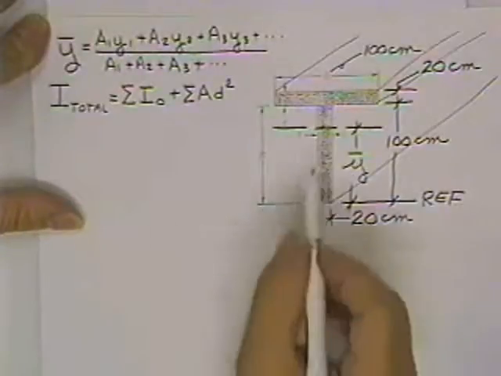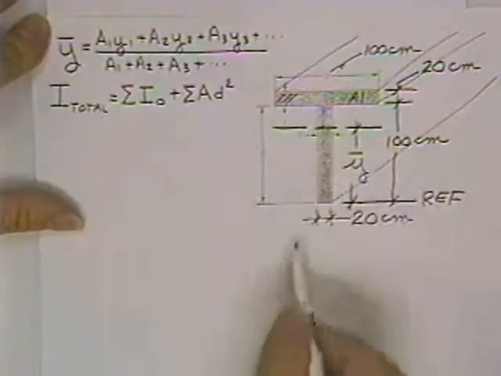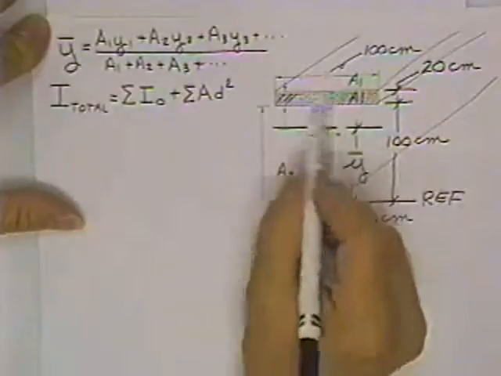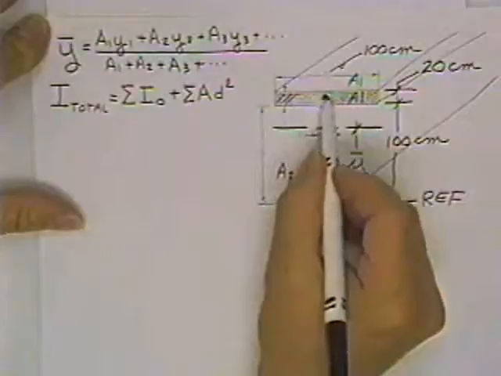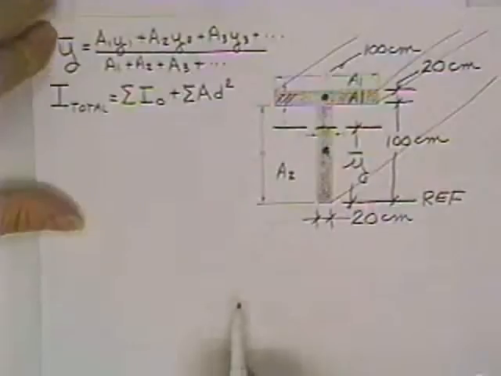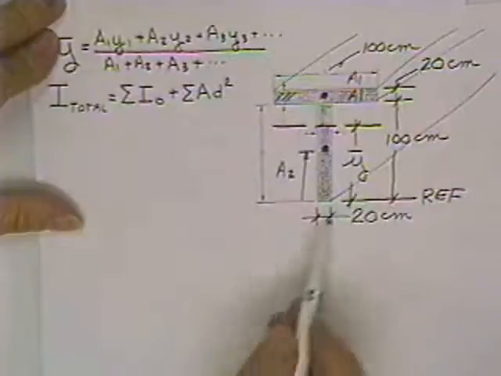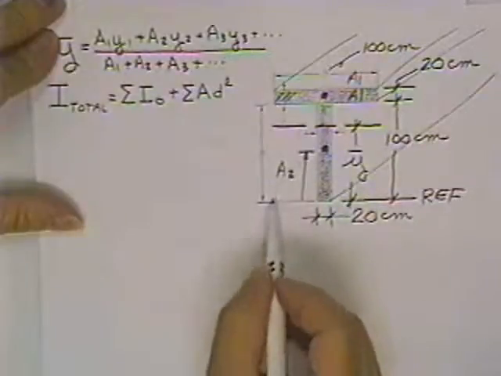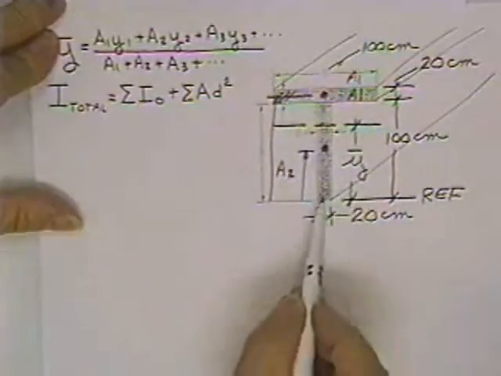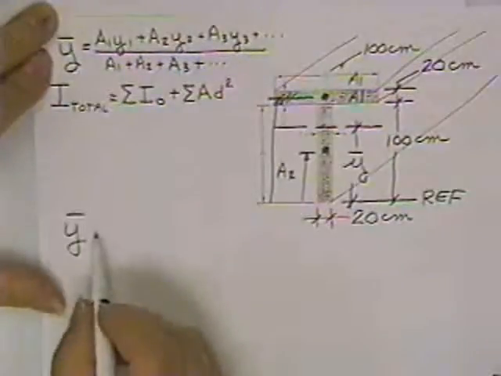In order to solve for it, you'll have to break this up into two areas that you fully understand, Area 1 and Area 2. I fully understand rectangles. Here is the centroid of that rectangle. I fully understand this rectangle. There's the centroid of that rectangle. This is that far from the reference axis. Half of 100 is 50. This one up here is that far, which is 110. So I should be able to find Y bar.